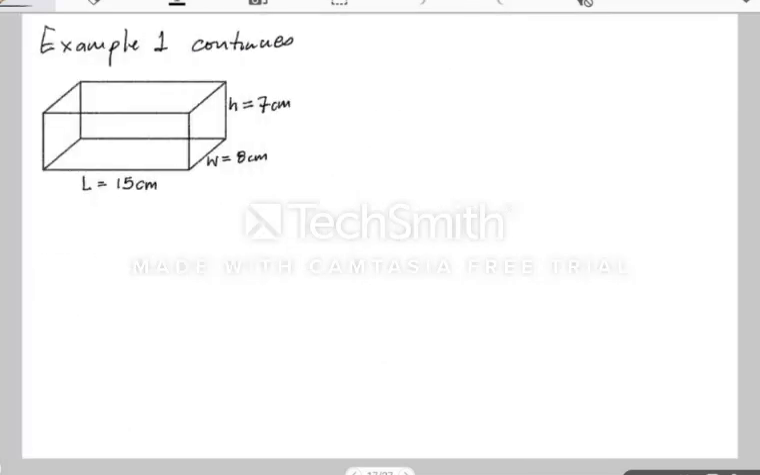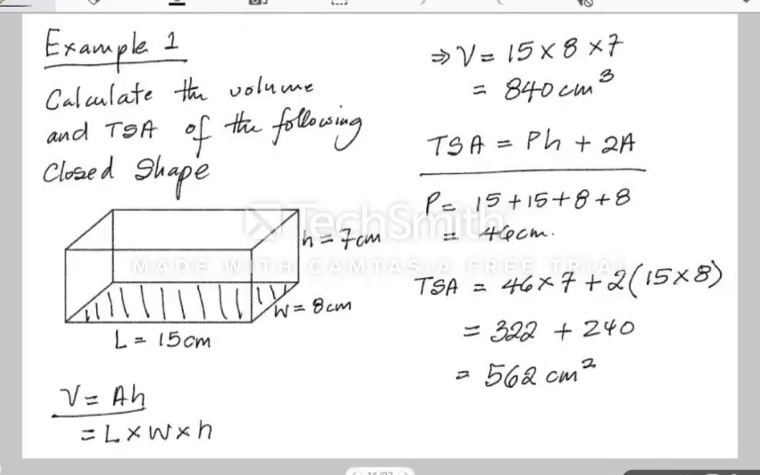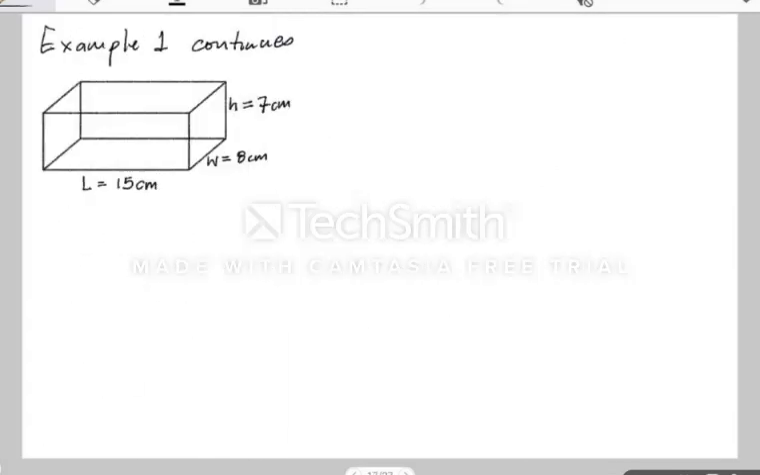All right, let's have a look at a second example. This actually is a continuation of one. But no, let's do something else with it. A while ago, I showed you how to find the total surface area using a formula. Now, let's look at finding the total surface area using an intuitive approach.